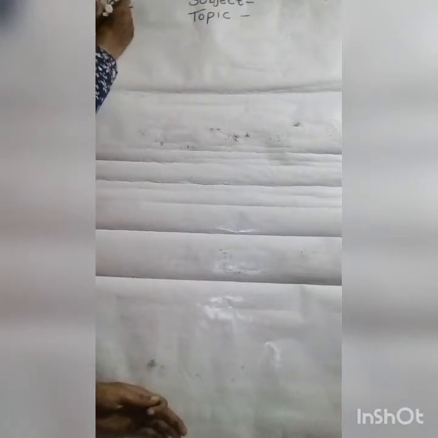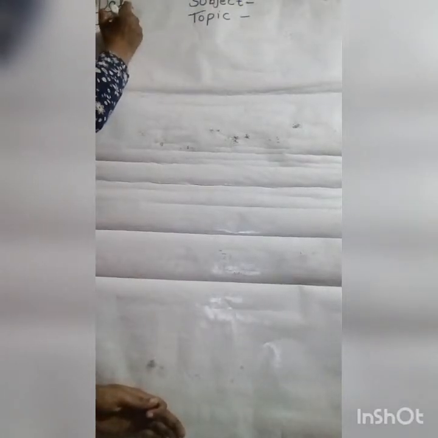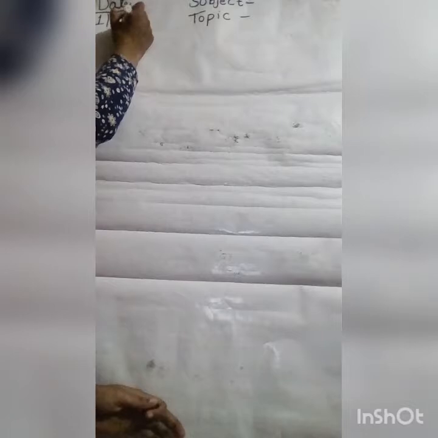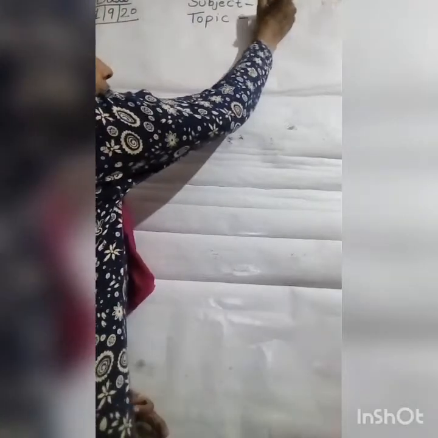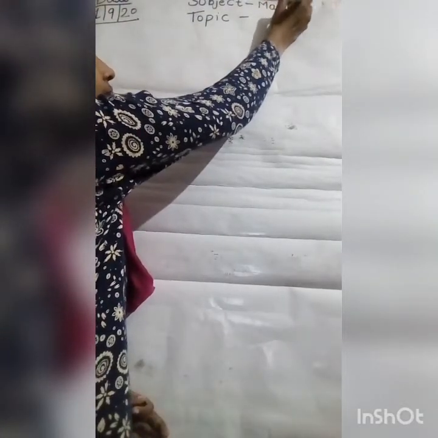Now, first of all, tell me the date today. Today's date is 1st September, right? So 1st September means the 9th month of the year, right? And 2020, right? And which subject do I teach you? I teach you maths, right?